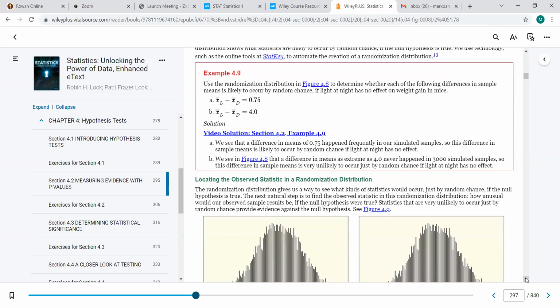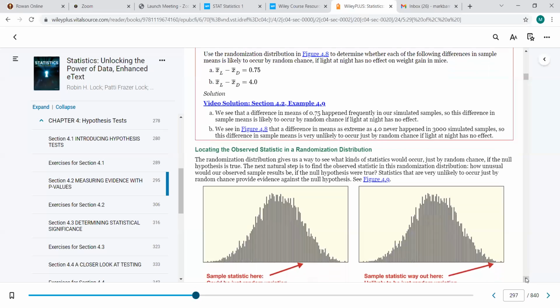We could actually recreate the randomization distribution that was created above. Okay. And suppose, remember what's in the middle here is 0. So where's 0.75 in relation to it? Suppose it's over here. Suppose that 4.0, the other sample, is way down here.